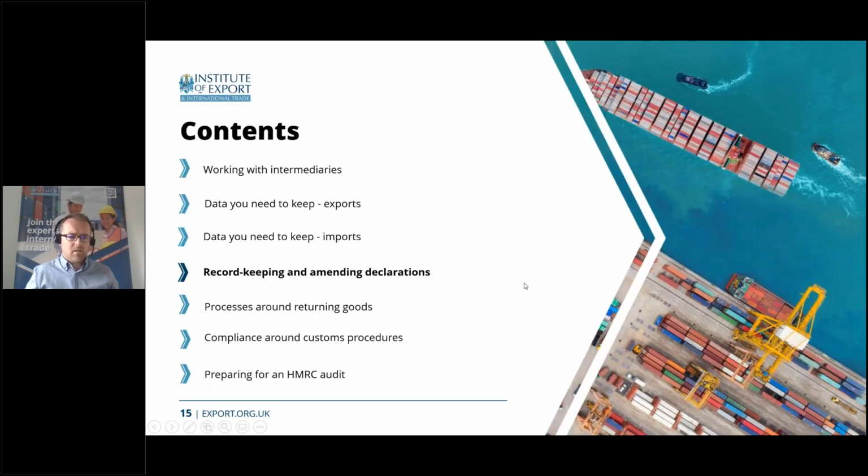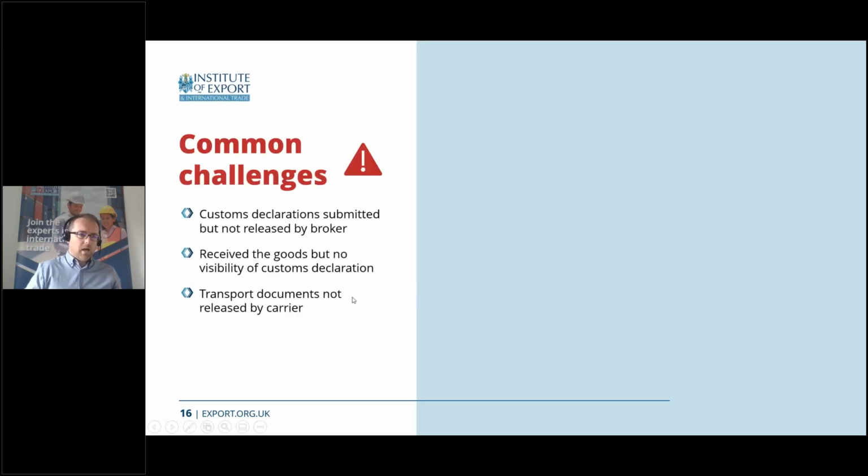Okay, so let's have a look at the record keeping and the potential for amending declarations and what kind of data is required there. It's quite difficult to keep good records ultimately if you don't obtain the necessary evidence. We've highlighted some of the official types of evidence, so the customs declaration, but there are scenarios where you don't get access to this. Perhaps the document hasn't been released by the broker. Perhaps you haven't formalized that arrangement enough to ensure that you get a copy as soon as the clearance has taken place, because you want that visibility as soon as possible.